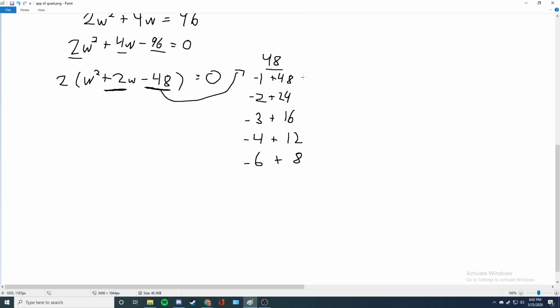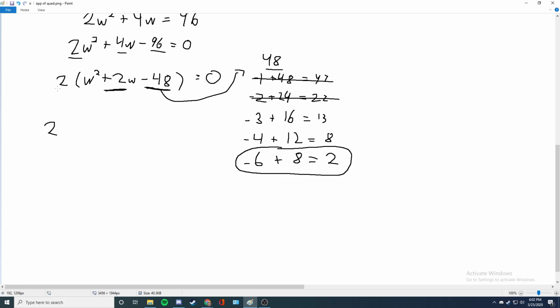So if we look at each one of these pairs and add the numbers up, this first one, 47, clearly not what we need. This one, 22, again, not what we need. 13, 8, and finally 2. So since this one ends up adding up to positive 2, this will be the pair that we choose. So we'll leave that 2 from the outside there and factor this out. So we get W minus 6, W plus 8, and still equal to 0.